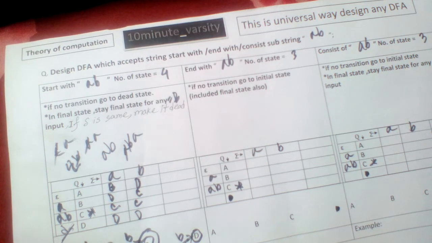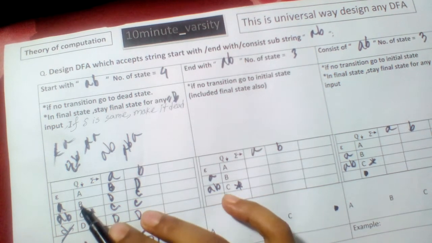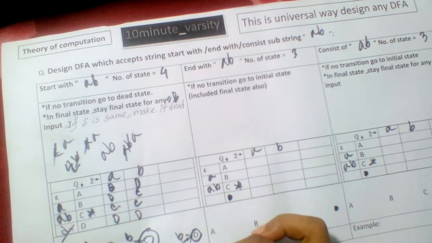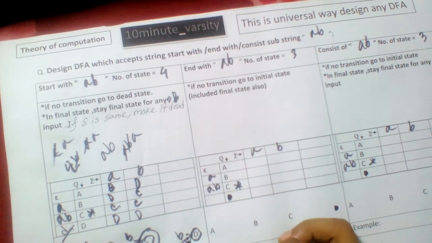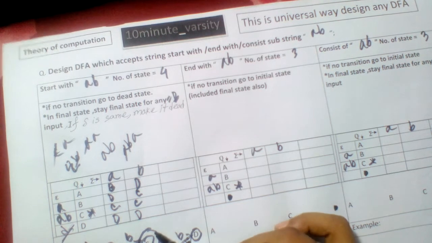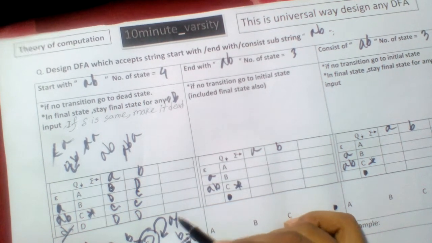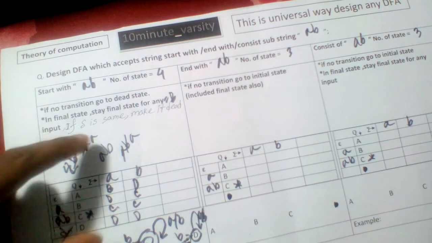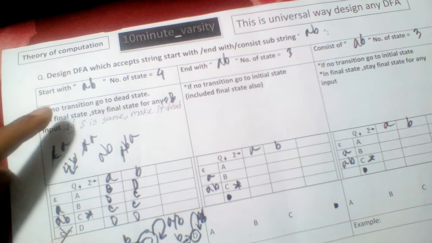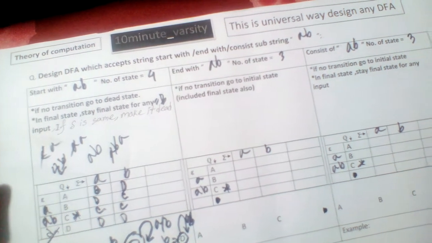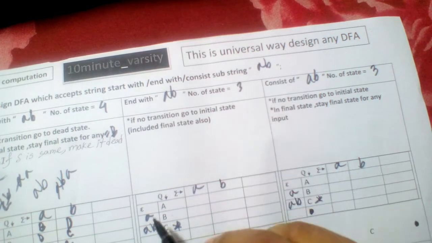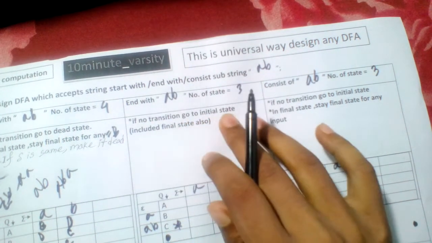C. But what will happen if it has A in the B? Here B to B for A goes to dead state, it will go simply to dead state for A. Okay. And for any input, the C will be in the same state, and for any input the D will be the same state. Here is the solution for start with AB, and now get to the next one. The same system, just only if no transition, go to initial state.